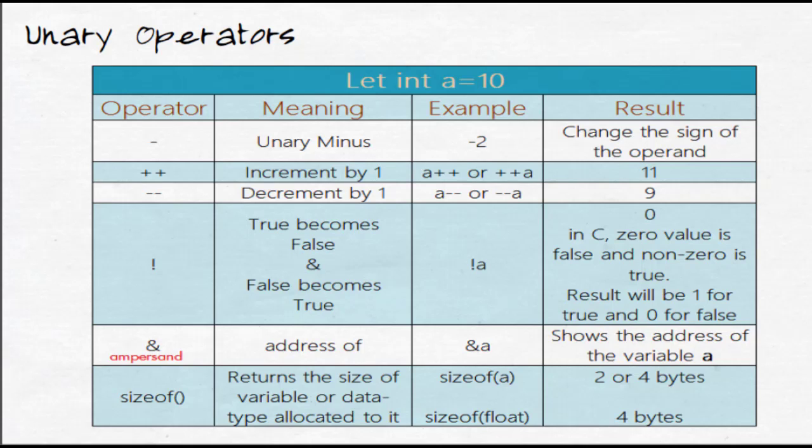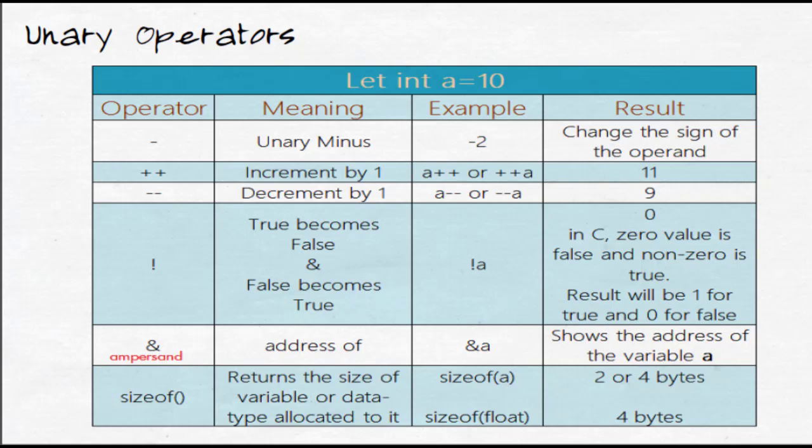++ and -- are called increment and decrement operators. ++ increases the value of the operand by 1 and -- decreases the value by 1. It can be written as ++a or a++ and --a or a--. Here a is the variable name. So if the value of a is 10, then ++a or a++ returns 11 and --a or a-- returns 9.